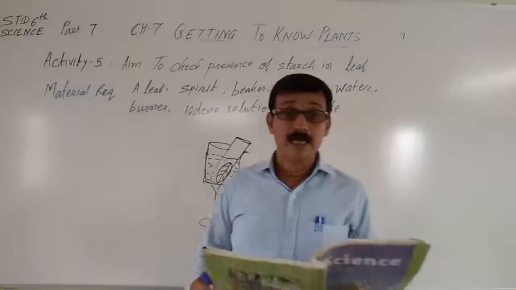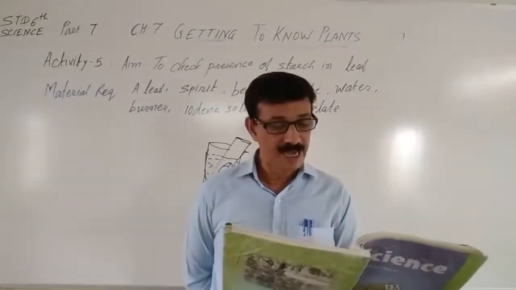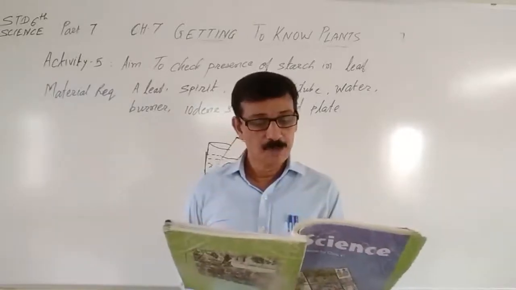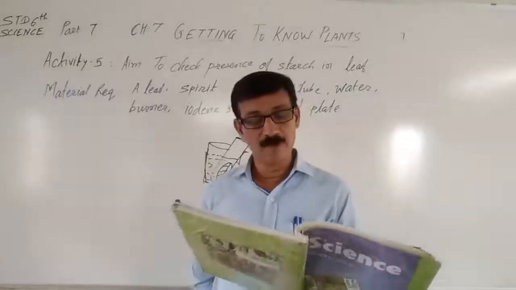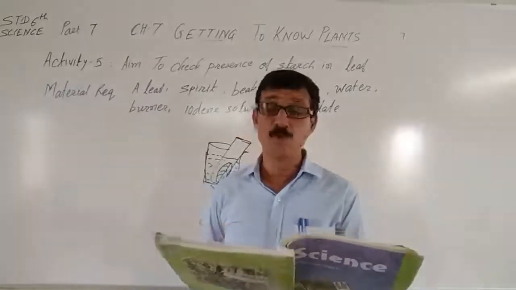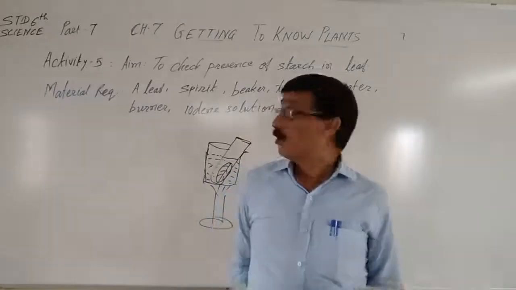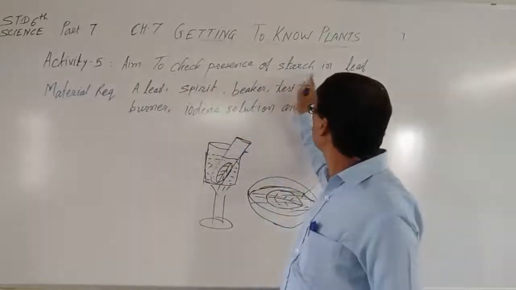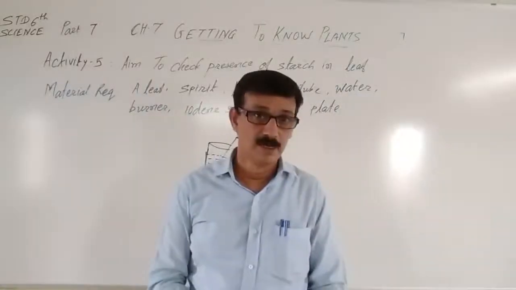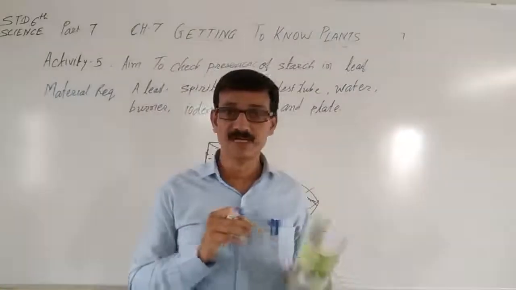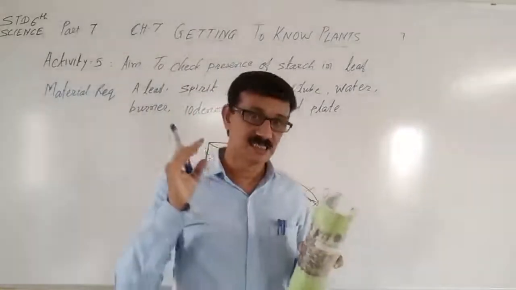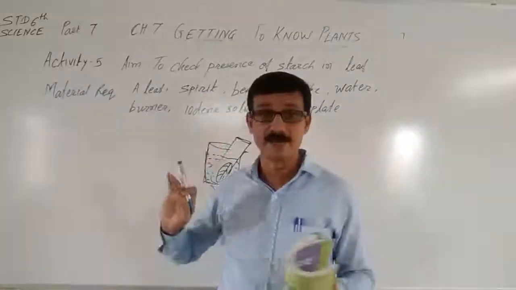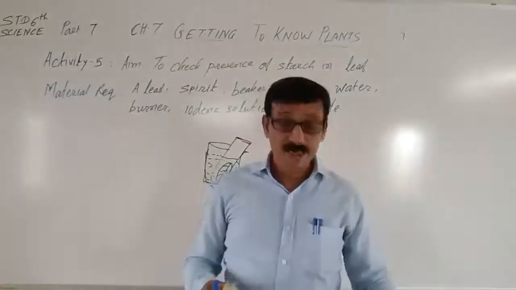See, in this activity we would require a leaf, spirit, a beaker, a test tube, a burner, water, a watch glass and iodine solution. What is the aim of this activity? Let me tell you first. Aim: to check the presence of starch in the leaf. We want to check whether starch is available in the leaf or not, and for that this material is required.